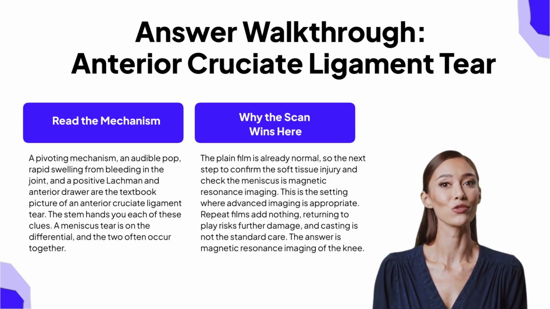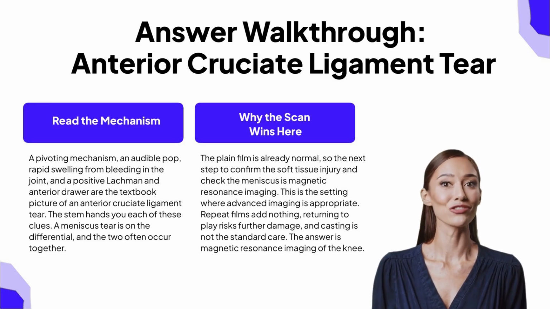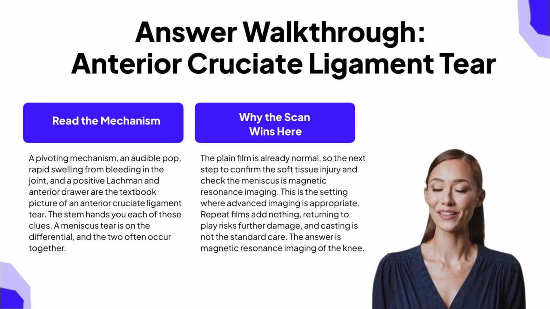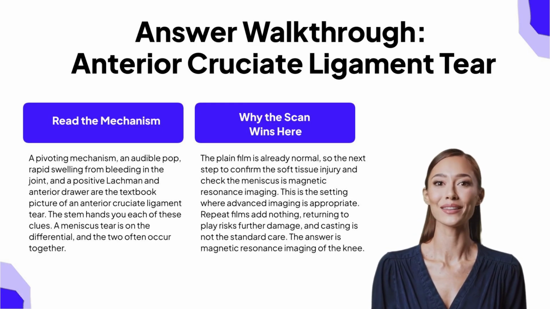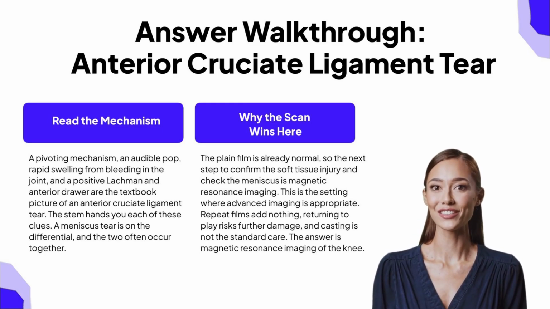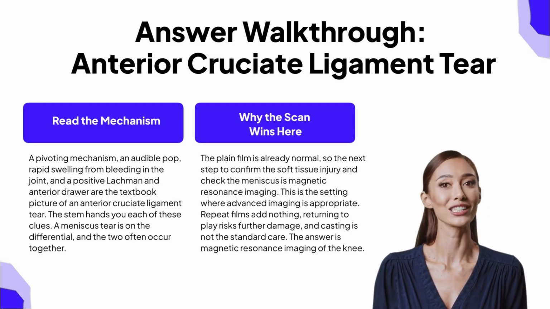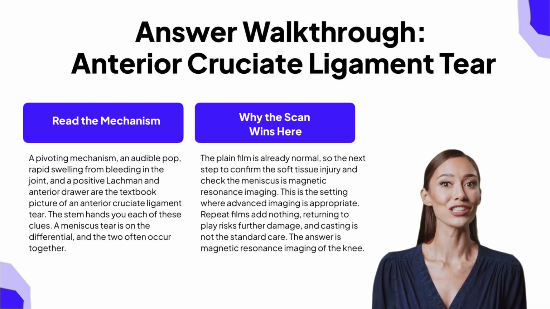Now, why does the scan win here? The plain film is already normal, so the next step to confirm the soft tissue injury and check the meniscus is magnetic resonance imaging. This is exactly the setting where advanced imaging is appropriate. Repeat films add nothing. Returning to play this week risks further damage, and casting the leg is not the standard care. The correct answer is magnetic resonance imaging of the knee.